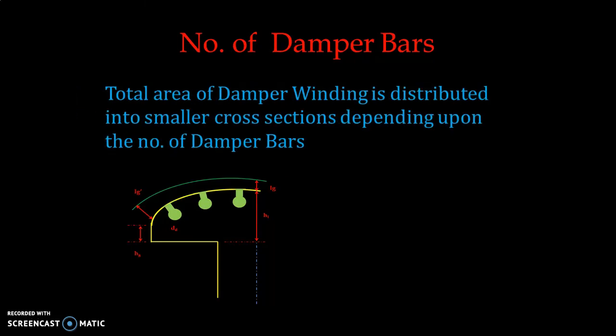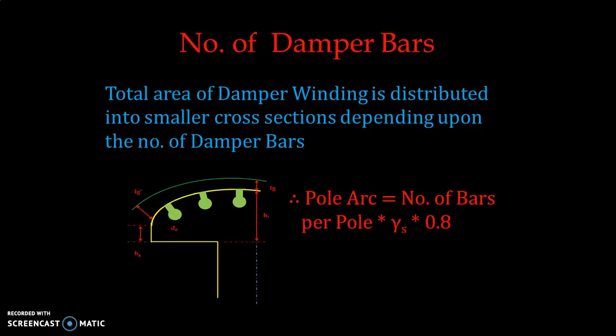The total area of the damper bar we have calculated from the magnetomotive force equation. So the total area of the damper winding is distributed into smaller cross sections depending upon the number of damper bars. So basically it depends on the pole arc, the available area in the pole arc. So the pole arc can be considered as equal to the number of damper bars per pole multiplied by the slot pitch of the stator and multiplied by 0.8.